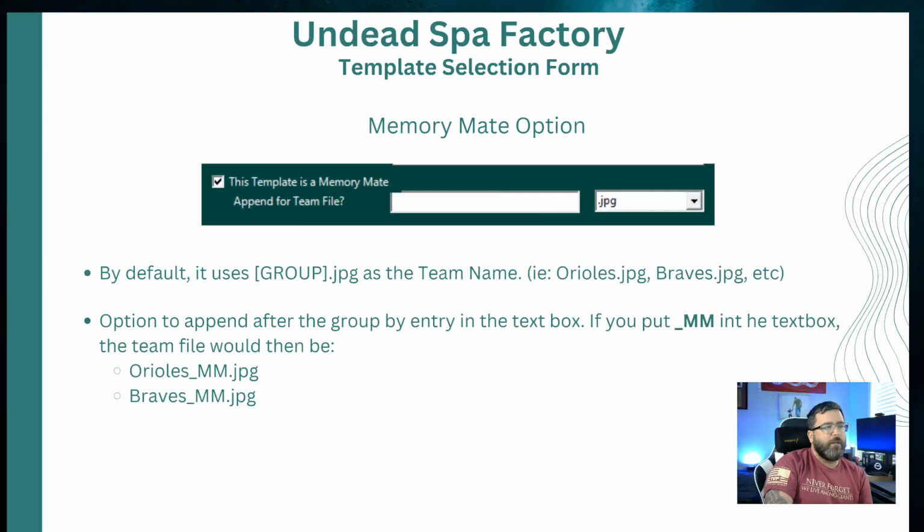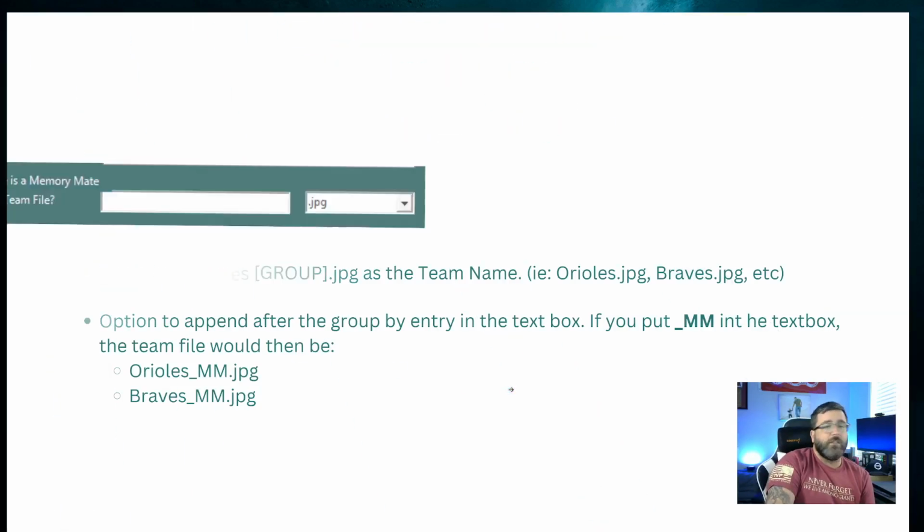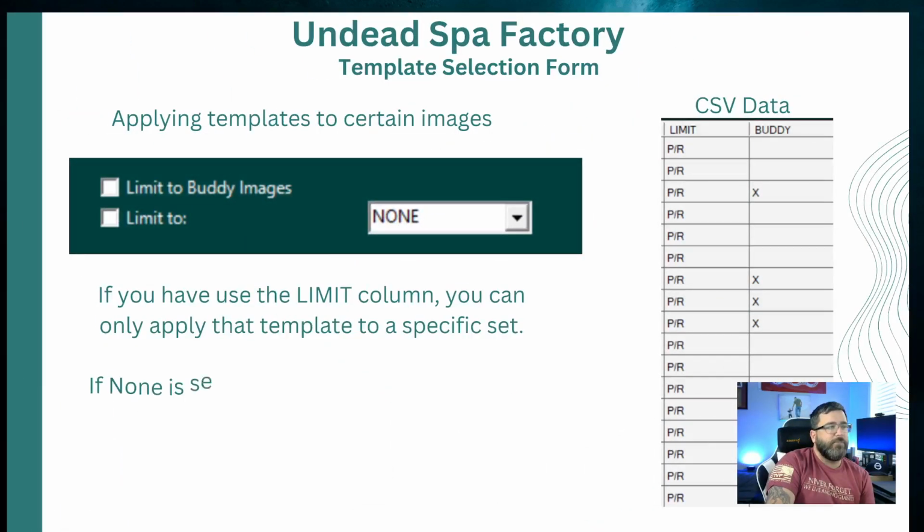Yep, memory mate option. By default, it uses group.jpg as the team name. And if you want to append, you can add something in this box like _mm, and it would do Orioles_mm.jpg. So quick, easy, and you're going to see how quick and easy it is here shortly.